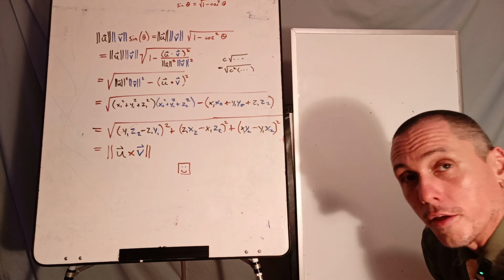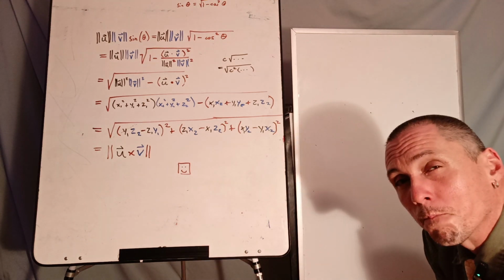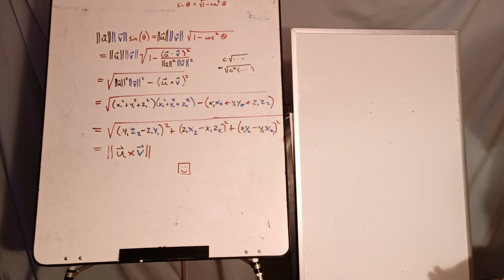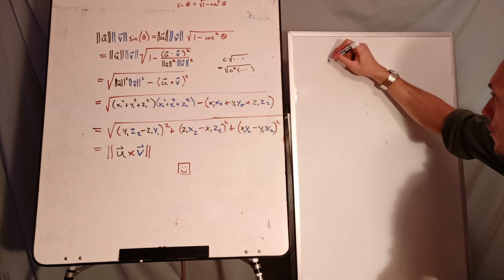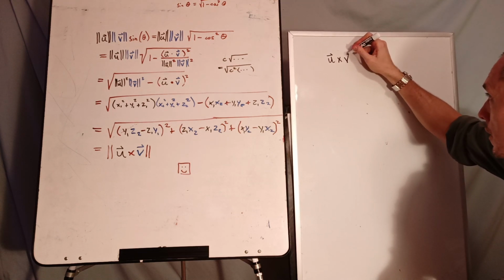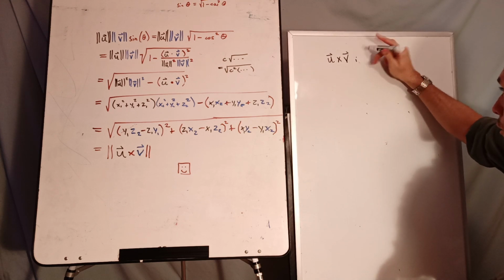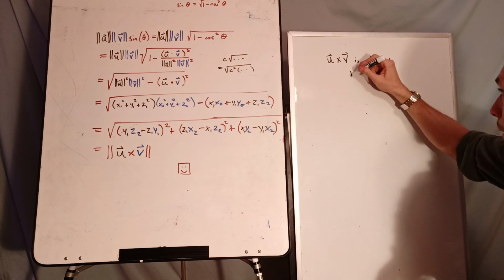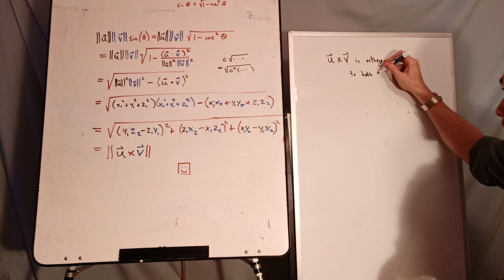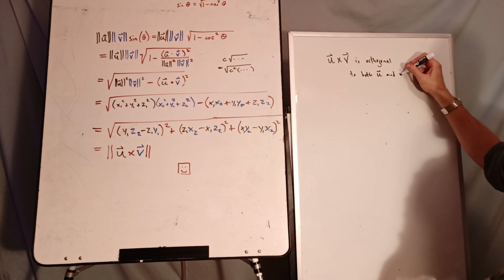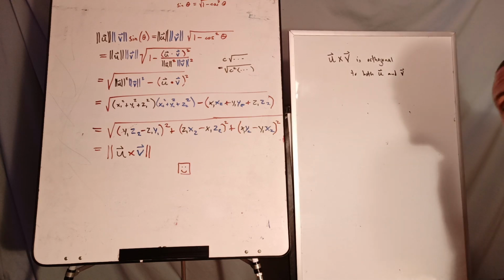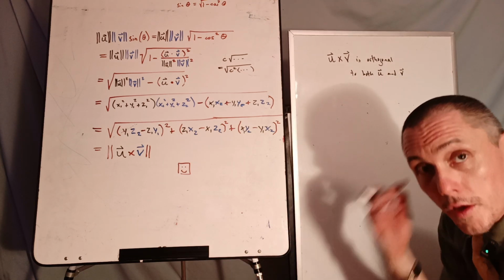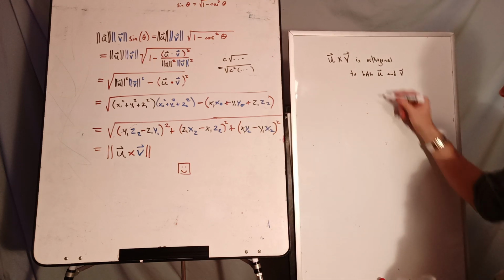You remember the plane that u and v span, right? It's orthogonal to that. How do we know? Well, what we can show is that u cross v is orthogonal to both u and v. And that's enough to show that it's actually orthogonal to every linear combination of u and v, because you could distribute the dot product. Let me show you what I mean by that.